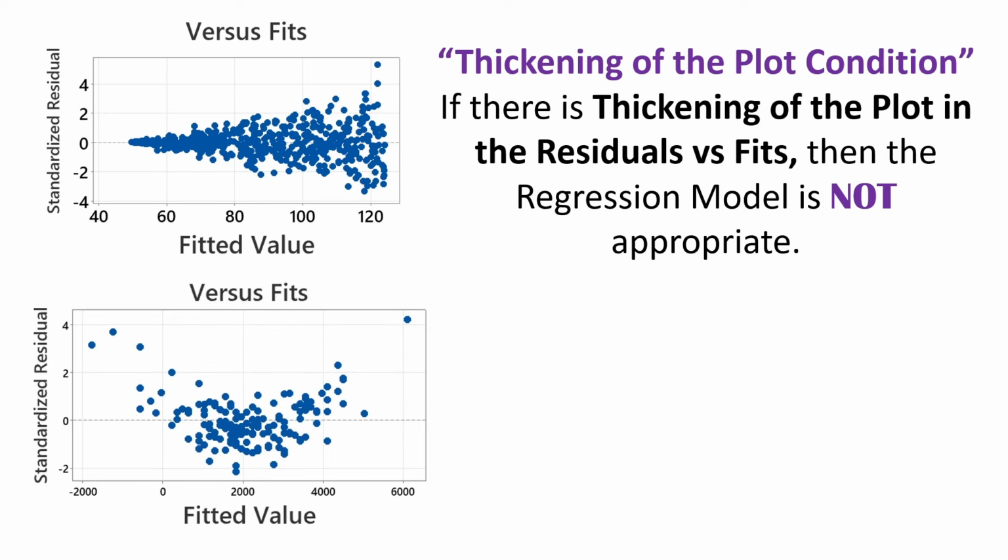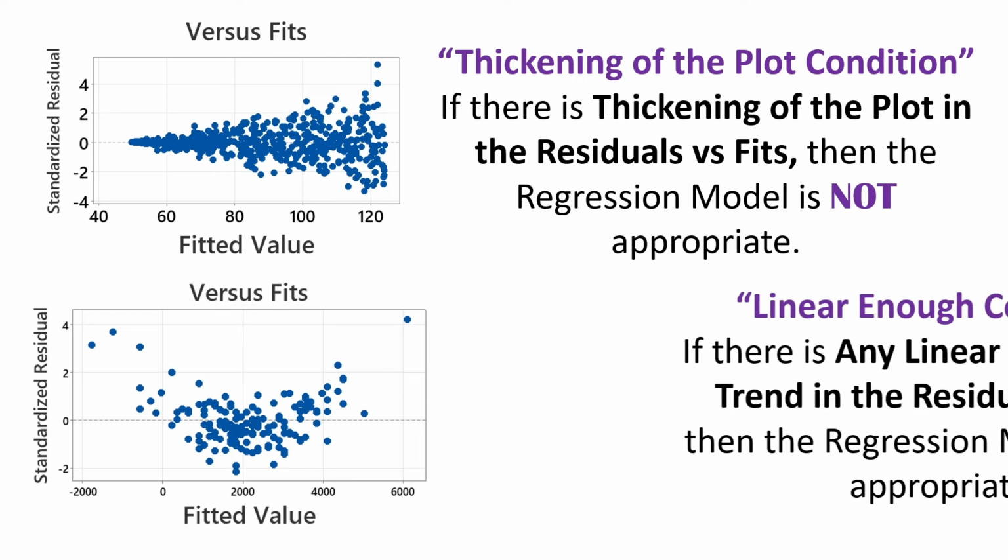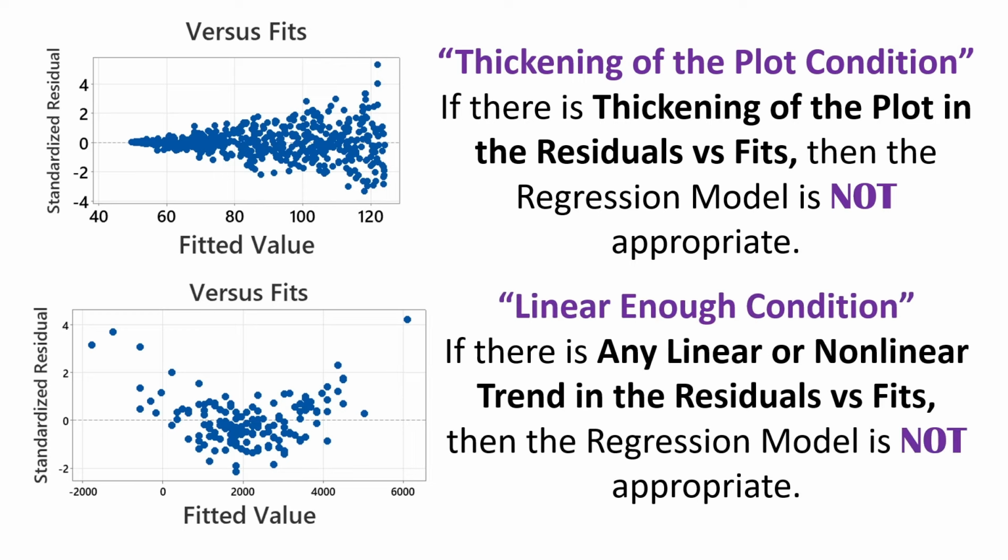Okay, now we're looking at another example. This, again, is a different set of data, not the one from the question we're looking at. And this set of data is illustrating the other condition that we call linear enough. So the linear enough condition states that if there is any linear or nonlinear trend in the residuals versus fits, then the regression model is not appropriate. So on the left here, you can see that there's clearly a nonlinear trend in those residuals. And so here again, this would be a case where the linear regression model would not be appropriate.